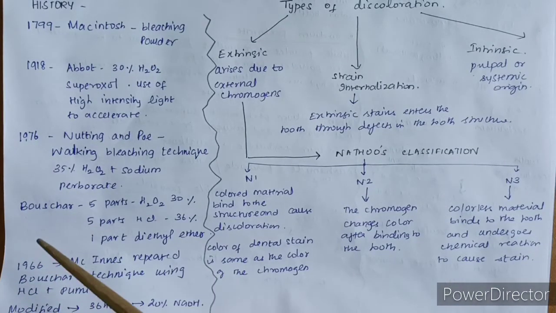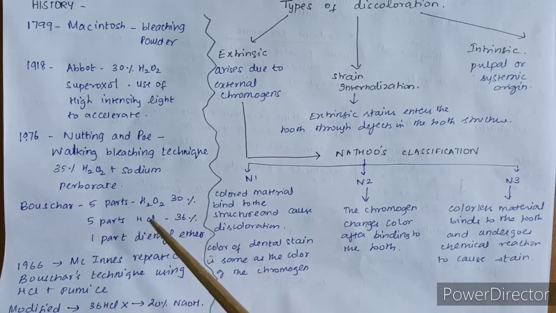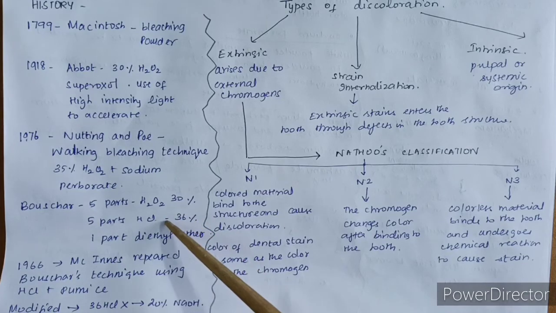The next important viva question is: what is Boucher's liquid? It consists of 5 parts of hydrogen peroxide, 5 parts of hydrochloric acid, and 1 part of diethyl ether. Then Meckins repeated this Boucher technique with hydrochloric acid plus pumice. And then, what is modified Meckins solution? Instead of using 36% hydrochloric acid, he used 20% sodium hydroxide.